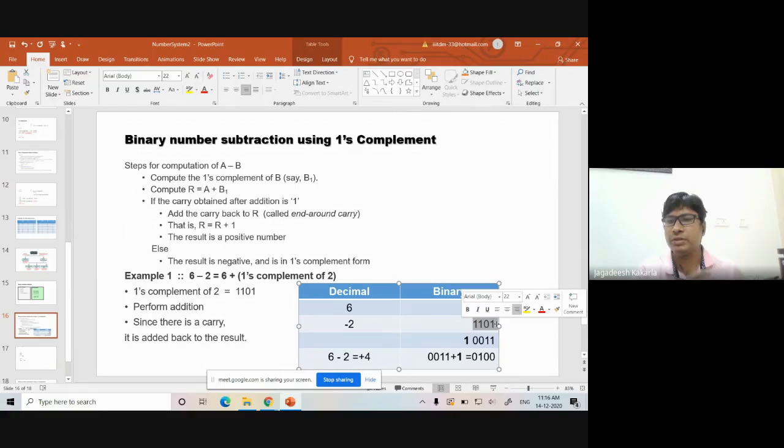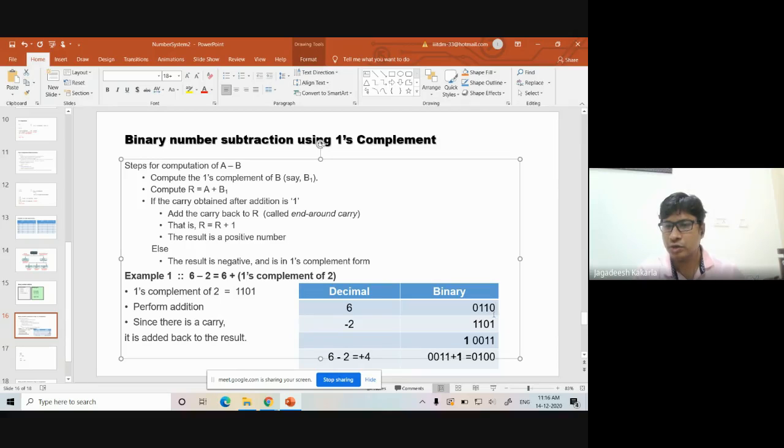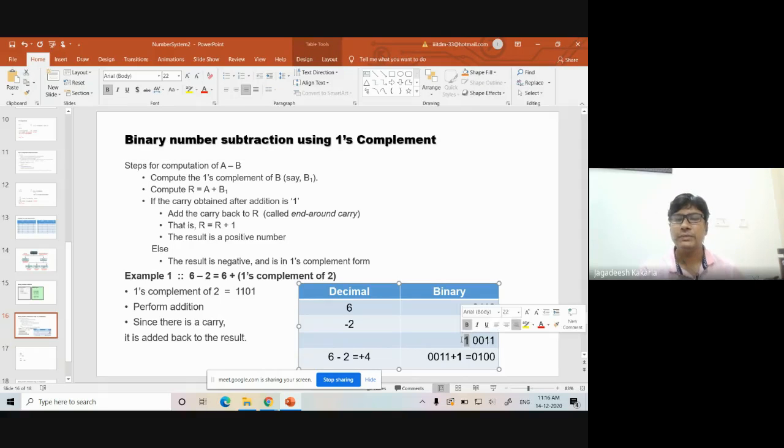Now if I perform the addition, check it, what is the value I will get? 0 and 1, sum is 1, carry is 0. 1 and 0, sum is 1, carry is 0. 1 and 1, sum is 0, carry is 1. Again 1 and 1, sum is 0, end carry I got 1. Now I got the end carry as 1.